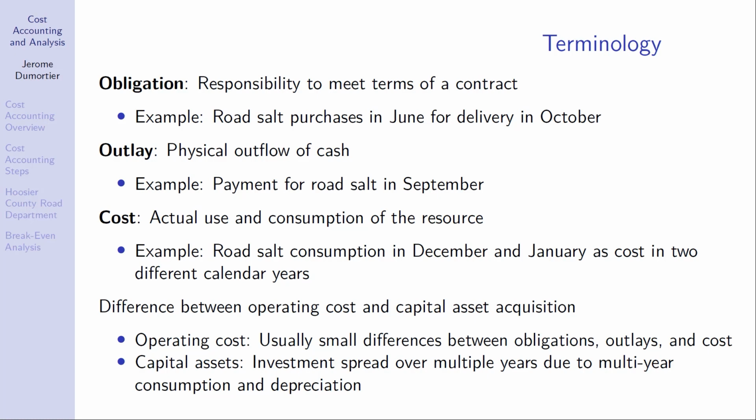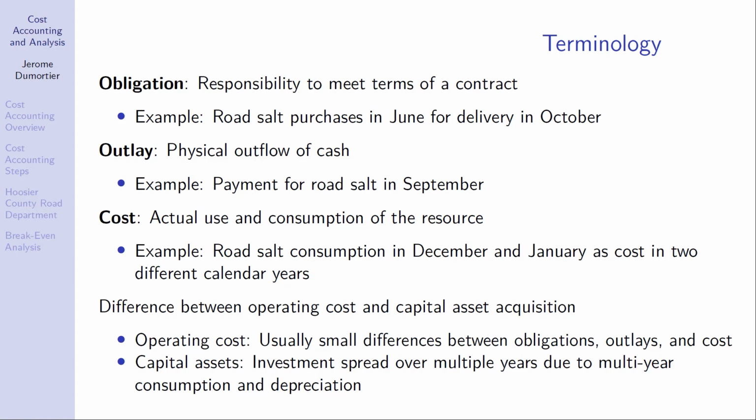Now note that there's also a difference between operating cost and capital asset acquisition. Again, the operating cost is what we have in the previous example with the road salt, where you usually have small differences between obligations, outlays, and cost. And that has to be differentiated from capital assets.